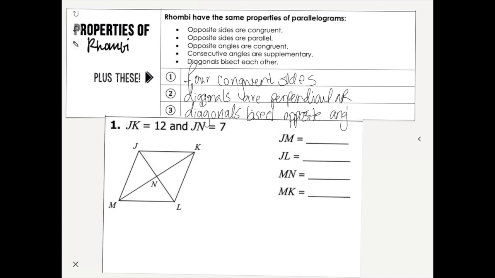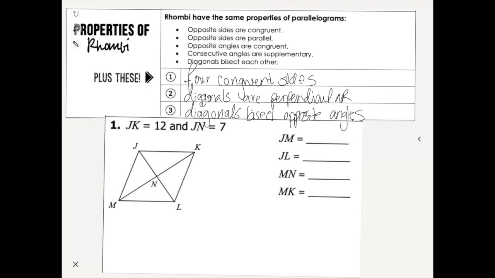angles. Again, I wrote these for you in your notes, so you can choose to write them down on your own paper or refer to the notes for the properties of rhombi. So we're going to use these properties to solve for the missing side and angle measurements in the next few examples. So the first one says JK is equal to 12 and JN is equal to 7. So I'm going to just label right here, JK is 12, JN is 7. And now we need to find these missing sides.